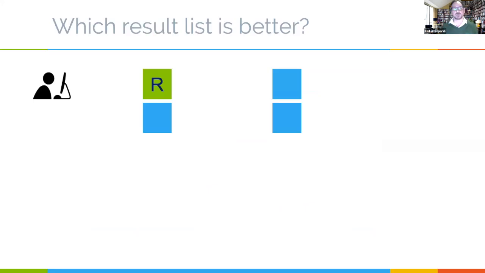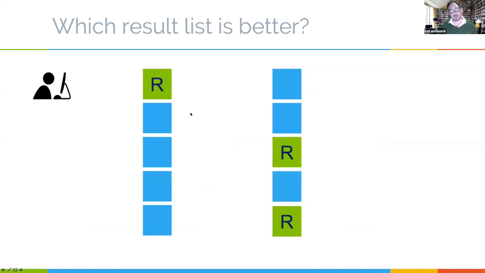So the question is, how do we get these weights? Well, how we get those weights really depends. First, which result list is better? If the user just looks at the top 2 items, then obviously the list on the left is better. But if they're willing to go to the 5th item, then the one on the right may be better, because they now have 2 relevant items over here and only 1 here for this kind of thing.